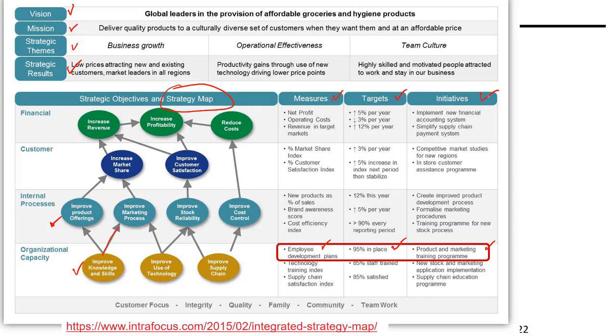And that's the initiative. So this gives you a good example of how to use the strategic map as well as the balanced scorecard in terms of measuring the performance of a firm in achieving its business strategy and in support of its vision and mission.